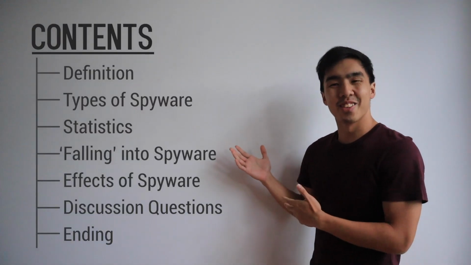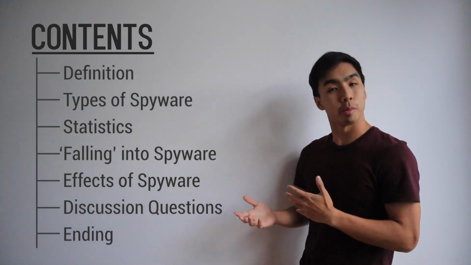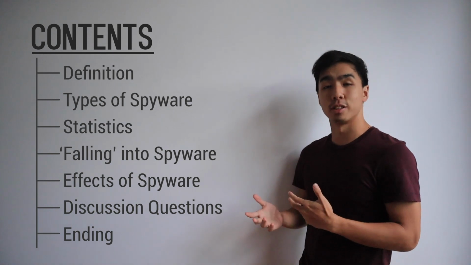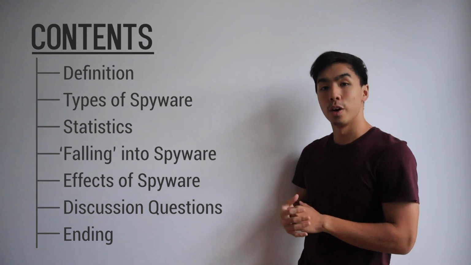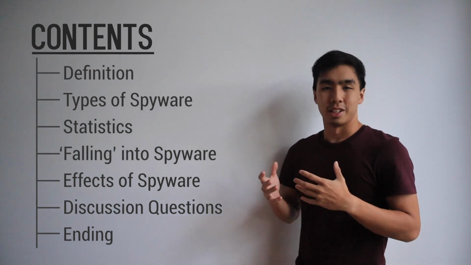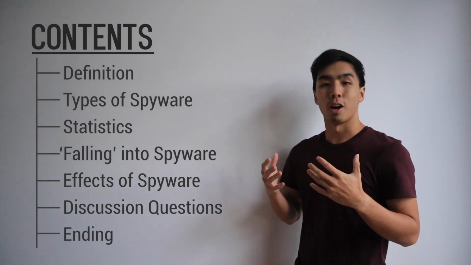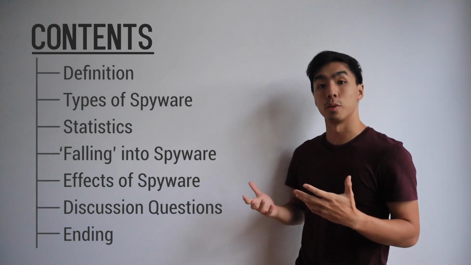So this is what we're going to go through today. First, we go through the definition of spyware, the different types of spyware, statistics of how spyware has affected the world, how people usually fall into spyware, the effects of spyware, then we'll give some discussion leading questions to you, and then we'll end off with how to spot spyware and what to do if you're infected with it.